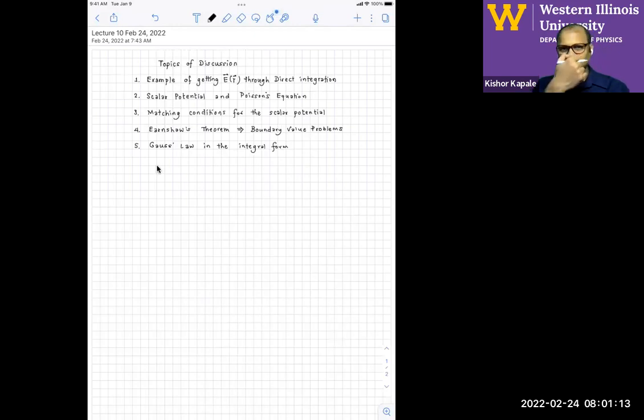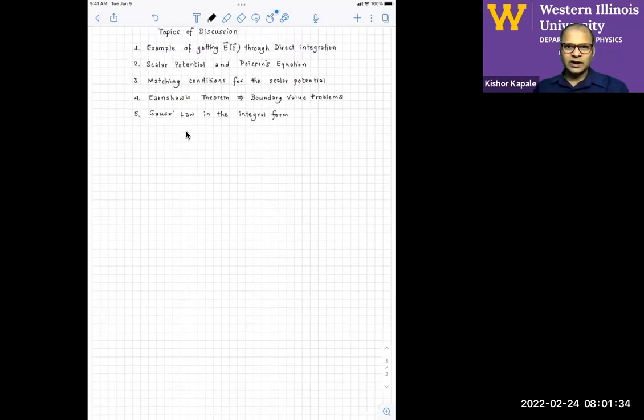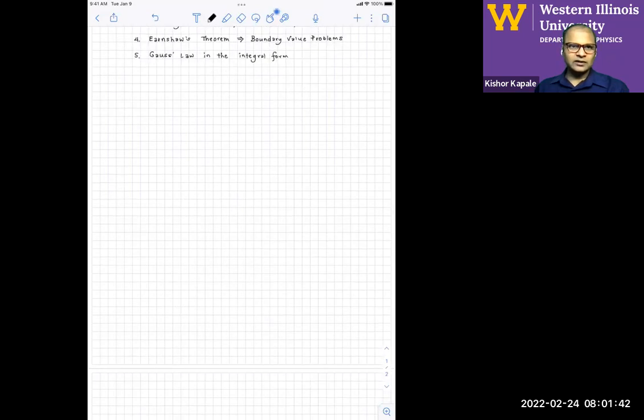Then if we are introducing a new quantity, we need matching conditions for it. One other important property of the scalar potential is that it follows this so-called Earnshaw's theorem. So we'll take a look at that and how it relates to the boundary value problems. And then towards the end, we will take a look at very simple examples of Gauss's law in the integral form. Okay, so let's get started.